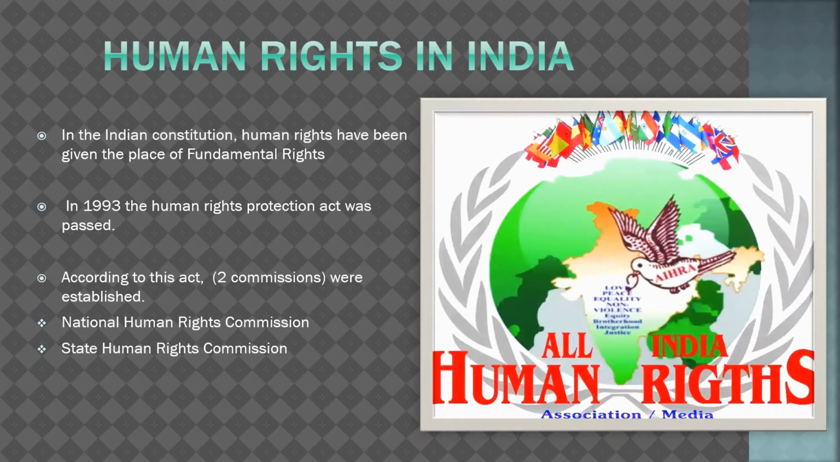In the year 1993, the Human Rights Protection Act was passed. As per this law, the National Human Rights Commission and the State Human Rights Commission were set up. The Human Rights Commission is responsible for taking cognizance of complaints regarding violation of human rights and taking appropriate actions regarding such violations.